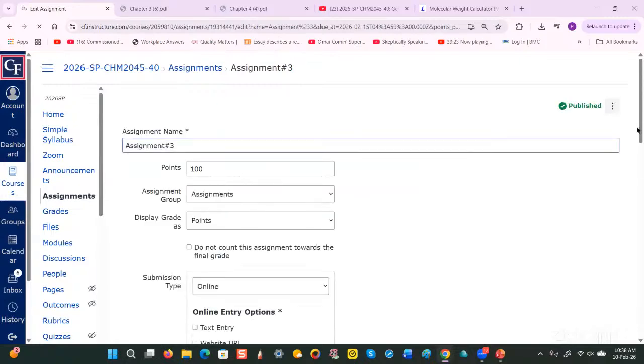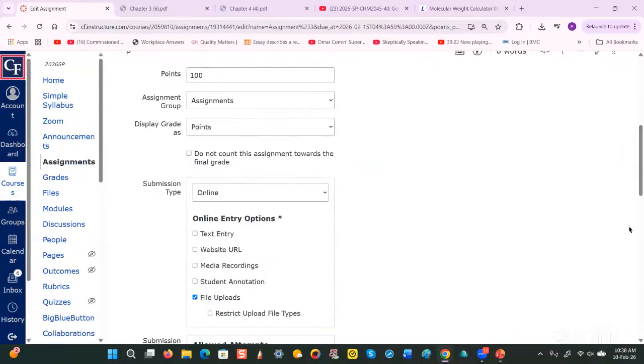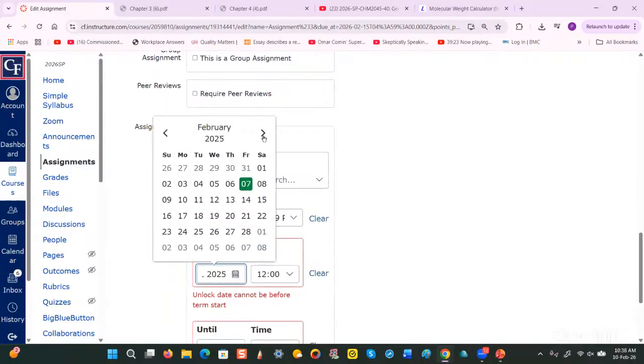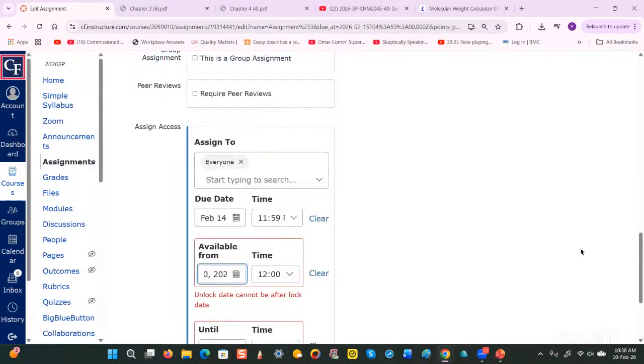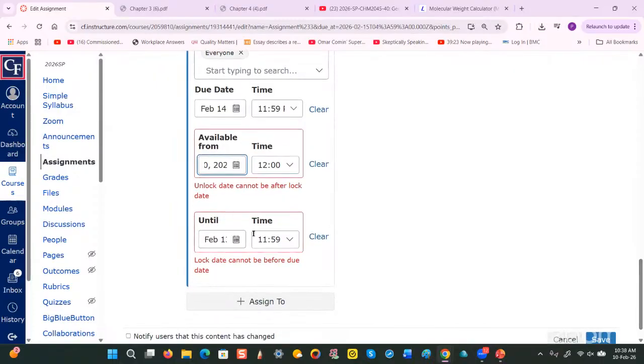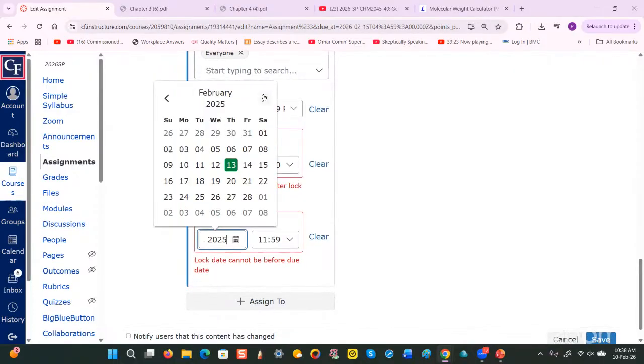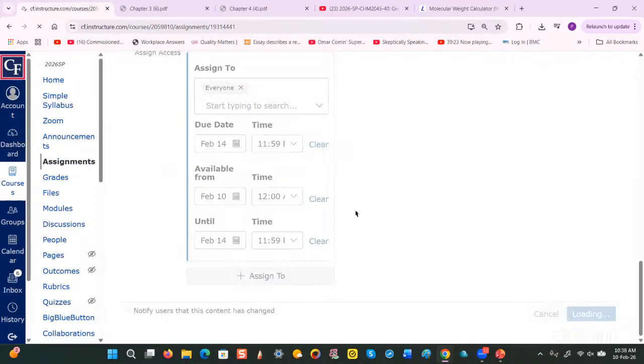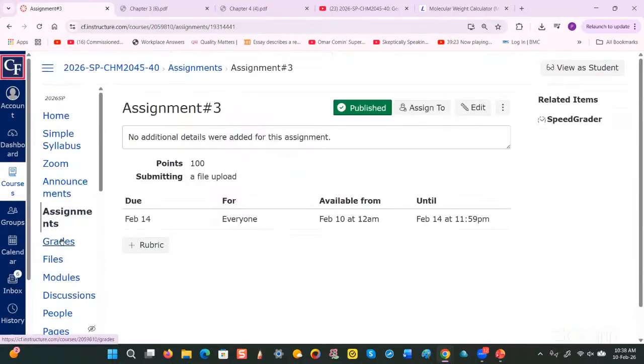So let me make sure that this is set up correctly. This will be available from now until the 14th. I'm going to save it just to make sure, and let me just check here to make sure everything is in place.